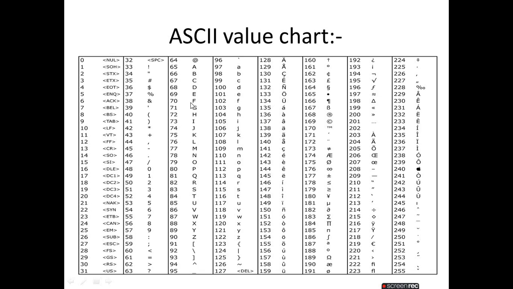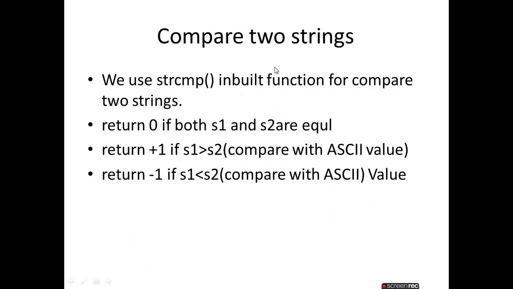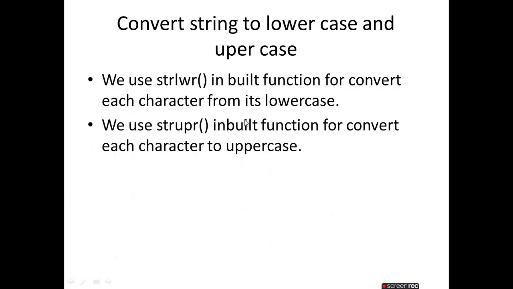For example, the capital A ASCII value is 65. This value is unique. The capital C ASCII value is 67. Small c ASCII value is 99. In the same way, you can read the chart: this is a character and this is the ASCII value of the corresponding character. This is capital, this is small. Try to remember it, then you will be able to compare. Just using these ASCII values, you are comparing the characters.